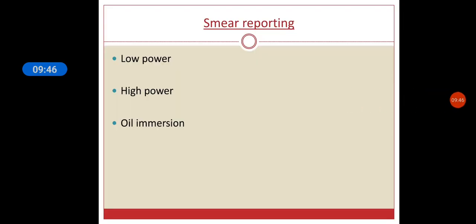Now next we go to an important section of smear reporting. How will you report? So now that you have stained the smear, why have you stained it? Mainly it's for reporting, right? So first what you should do is scan the smear in low power. Then you go for a higher power, which is your 40x, and then you go for oil immersion, which is 100x. Okay, so that is how you ideally report a smear.